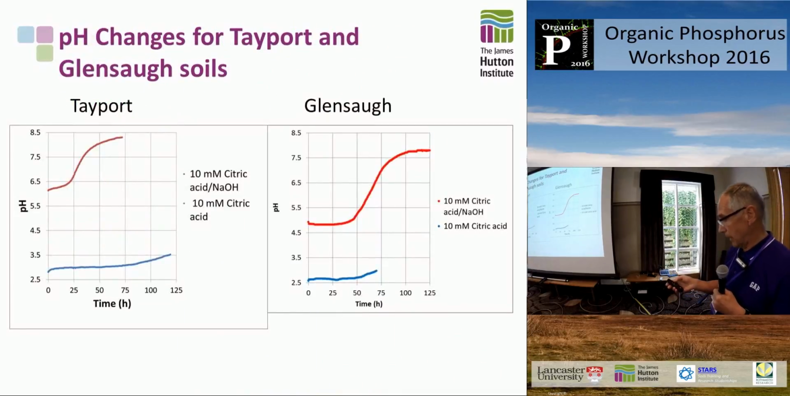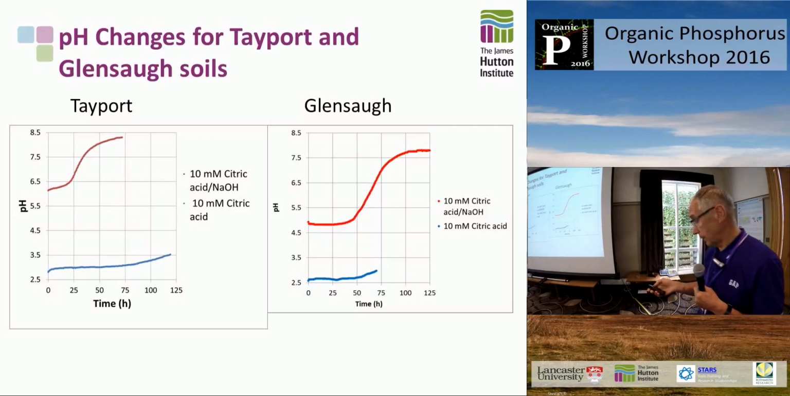So in summary, to show you the pH changes. Here, this is the one that I showed you originally with the 10 millimolar citric acid. If we adjust the pH, this is for citric acid by itself, and the same for the Glen soil. If we add the citric acid at soil pH, we get this big change, and same here. So this looks to me like some sort of microbial activity quickly affected with citric acid, but I don't really know the answer.